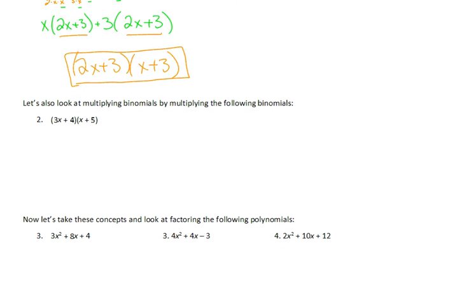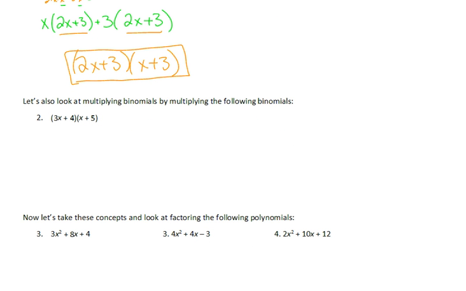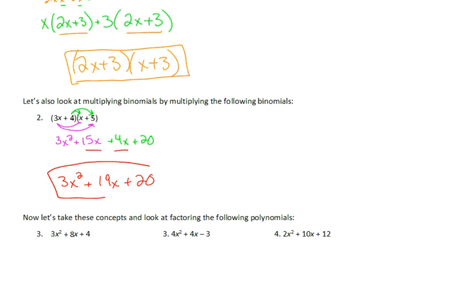Now we're going to go even further back and look at multiplying these binomials, remembering that this 3x has to be multiplied through. So we get 3x squared plus 15x. That 4 has to be multiplied through, so we get plus 4x plus 20. Then we combine those like terms and end up with 3x squared plus 19x plus 20. So multiplying those binomials gives us a polynomial.